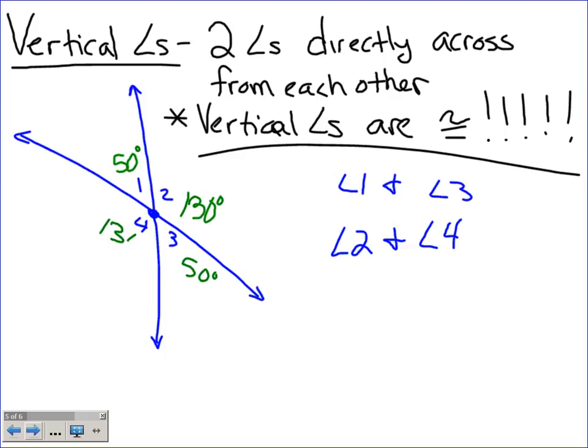130. Okay? So basically, vertical angles are congruent means that, remember, congruent angles mean they have the exact same measurement.